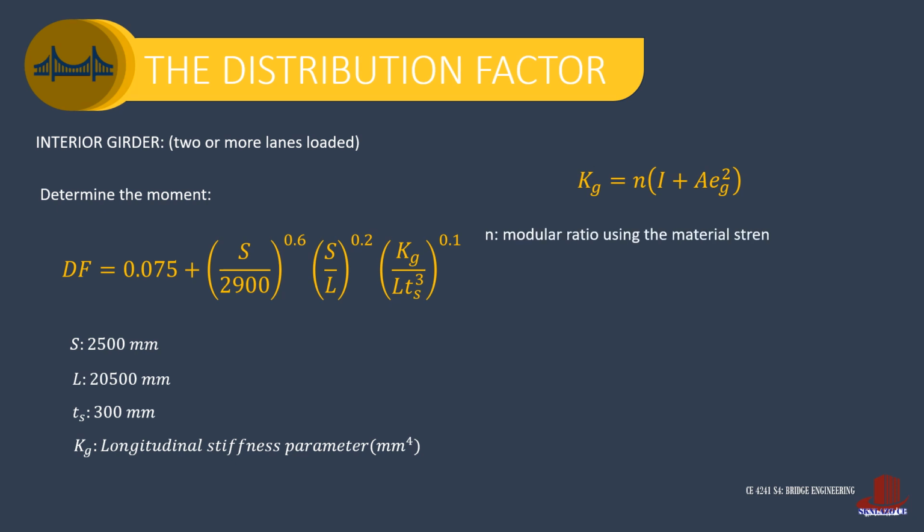The first parameter N is the modular ratio, where the equation uses the modulus of elasticity E. Since no moduli is given, we solve N using strength. The strength of standard concrete mix for bridges is 28 megapascal, and the strength of standard pre-stressed concrete is 41. N is taken as 41 over 28, giving 1.46 rounded to 1.5.